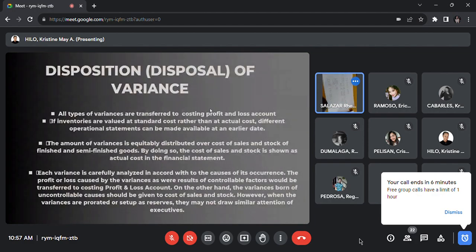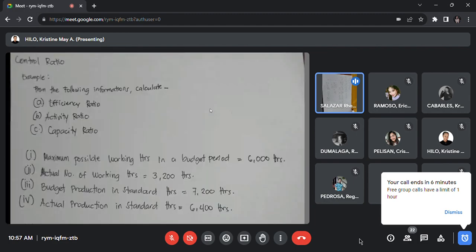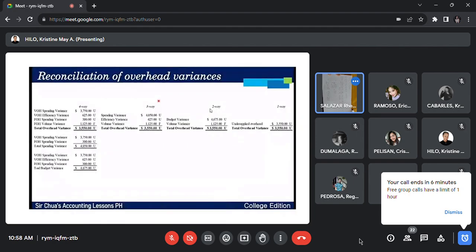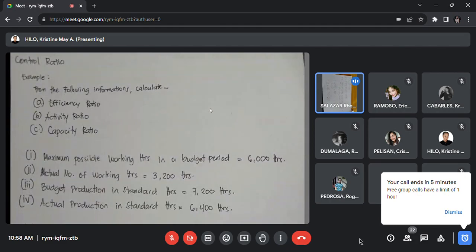Kaya ang solution nito, ito ang next step, sa mga formula ng control ratio. Ay sa problem ba yan? Next man yun. So, calculate na natin ang efficiency ratio una. Yan example. Maklaro niyo?